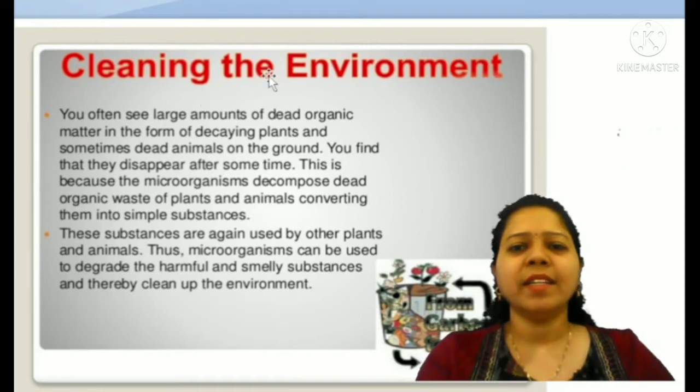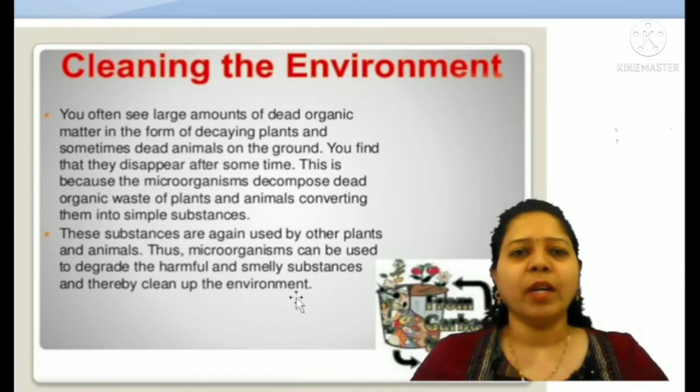Next use, that is cleaning the environment, is also a very important role played by microorganisms. You often see a large amount of dead organic matter in the form of decaying plants and sometimes dead animals on the ground. You find that they disappear after some time. This is because microorganisms decompose dead organic waste of plants and animals, converting them into simple substances. These substances are again used by other plants and animals. Thus, microorganisms can be used to degrade the harmful and smelly substances and thereby clean up the environment.